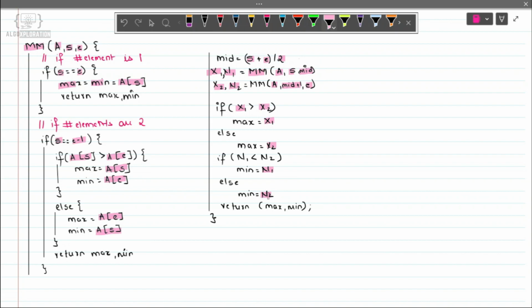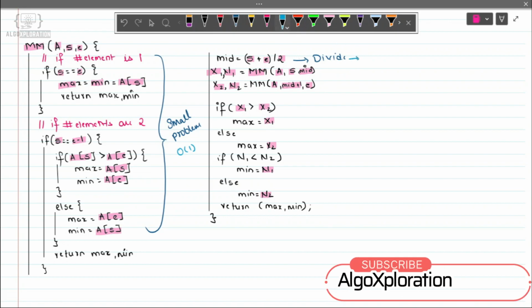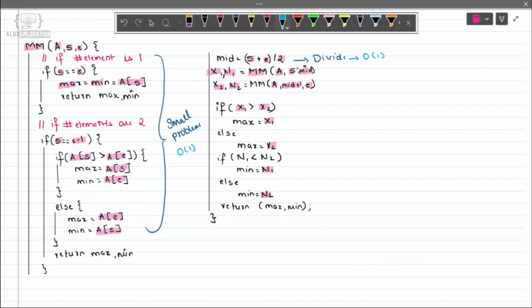Now let's see which part is divide, combine and conquer. So actually this is a small problem. Which will take order of one time because there is no loop. Now this is the divide part. This will also take order of one time because it is actually adding and then dividing. That will be constant part. Now this is the conquer part. So it will be 2T(n/2). Now this is the combine part. This will also take order of 1 because of no loop.